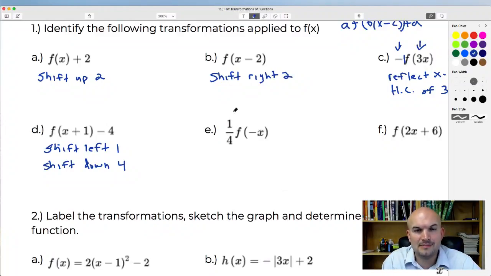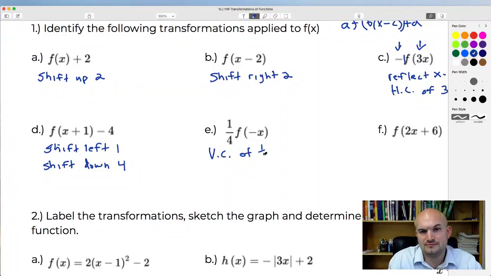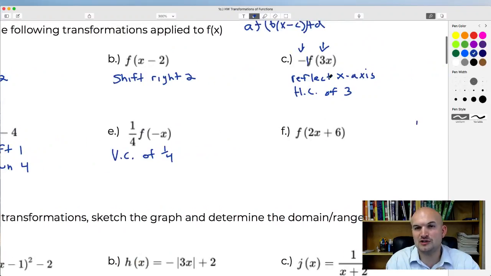In this next one, you can see we're multiplying by 1/4 on the outside, so that's going to be a vertical stretch or compression. Since 1/4 is between 0 and 1, that's actually going to be compressing the graph. For all values that you're multiplying that are larger than 1, those are going to be vertical stretches. But since this is between 0 and 1, it's going to be a vertical compression, a factor of 1/4. Then just remember multiplying on the outside was reflect the x-axis. Here you can see we're multiplying by a negative on the inside, so that's going to be reflect the y-axis.